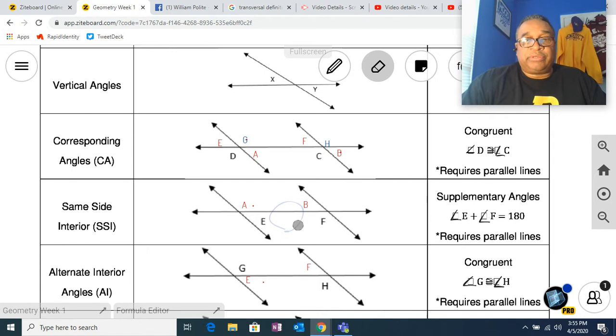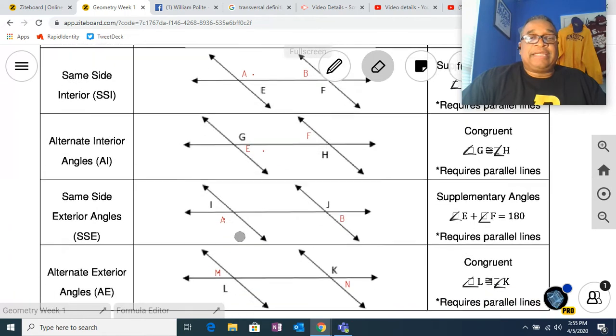Let me erase that so we don't get confused. But same side of this transversal. That's what they mean there. Both of these are at the bottom, both of these are at the top, and they're inside. And then the exterior, same side exterior.